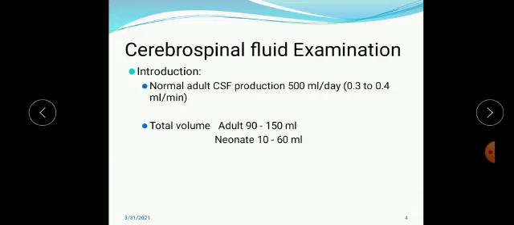So normally in adults, CSF production is usually about 500 ml per day, that is, it is produced at the rate of 0.3 to 0.4 ml per minute, and total volume in adults is 90 to 150 ml, and in neonates it is 10 to 60 ml.